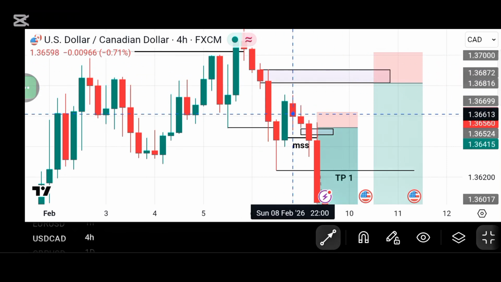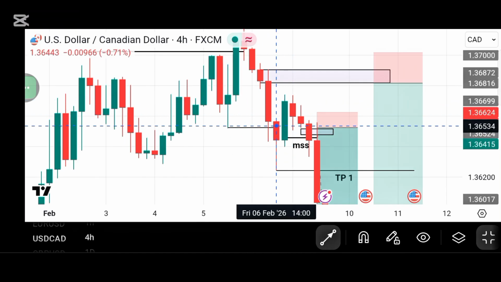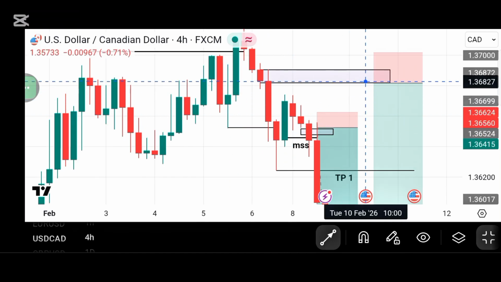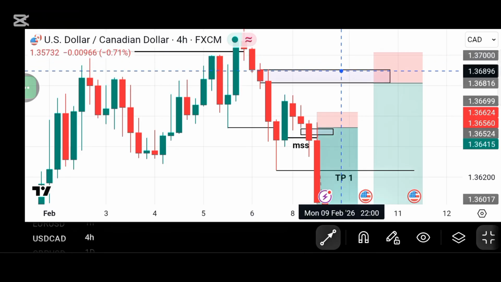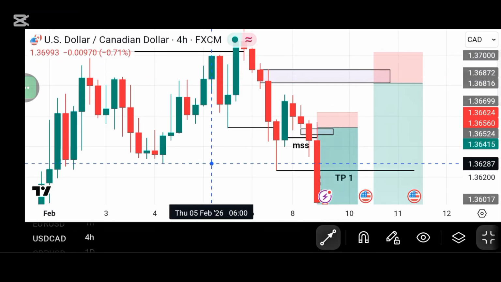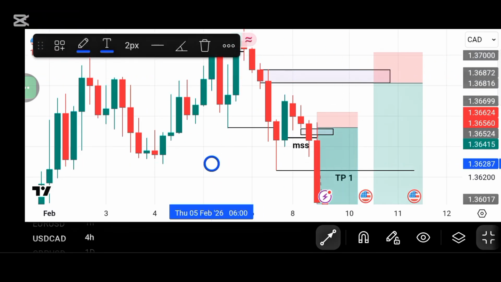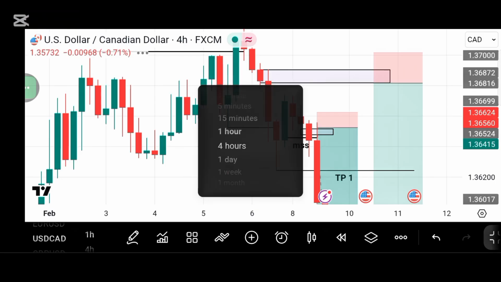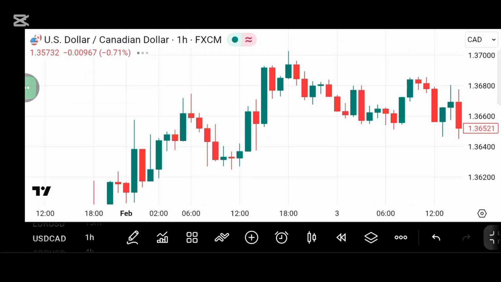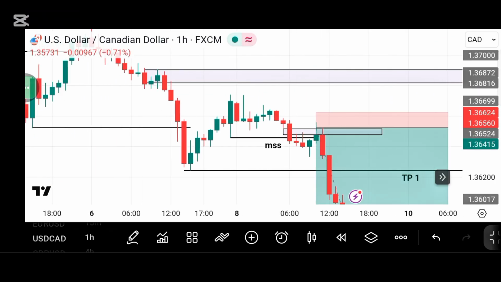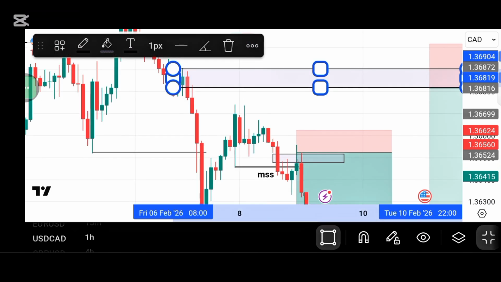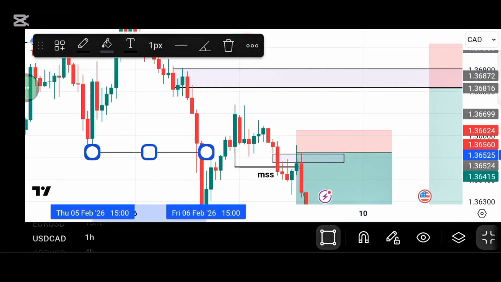When I saw that price had mitigated this FVG and created a shift in market structure here, I was now looking for a possible point of interest, where I will take it to the 1 hour, guys. On the 1 hour now, you're going to see how I was able to mark out those points of interest. Now on the 1 hour, this is a 1 hour order block.